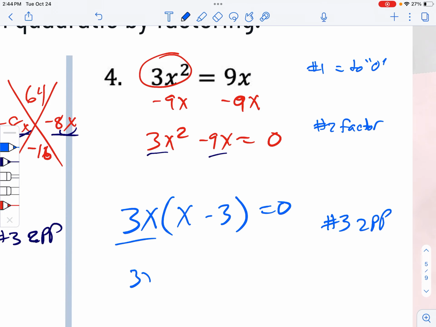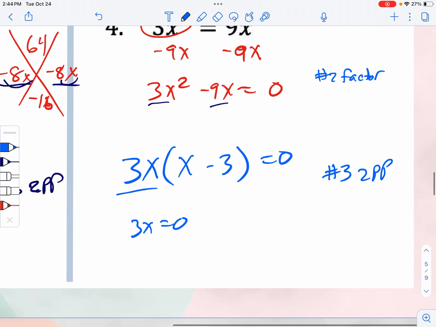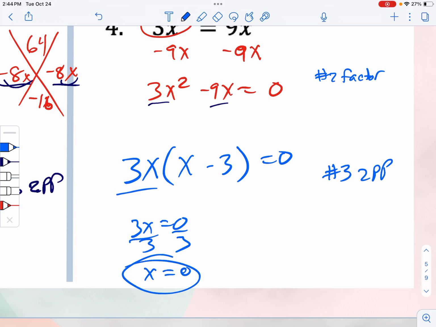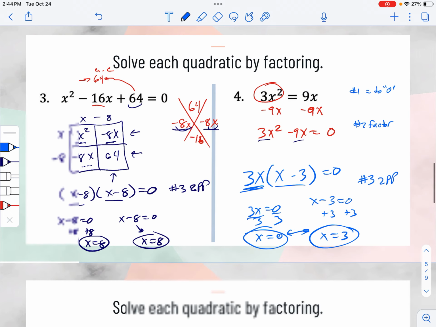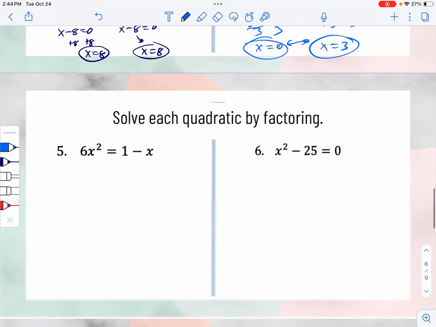My first factor is just 3x. When I set that equal to 0, some people kind of get freaked out about that. Just divide by 3. X equals, well, 0 divided by 3 is 0. So usually when it's one term like this, you're going to get 0. X minus 3 equals 0. That's your second factor. Add 3. X equals 3. So there we are. 0 and 3 are my two answers for this one. Hopefully you got that. If you didn't, hopefully you figured out where you made a mistake.